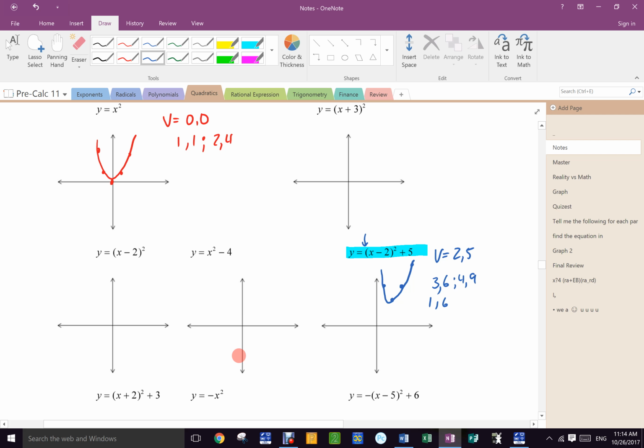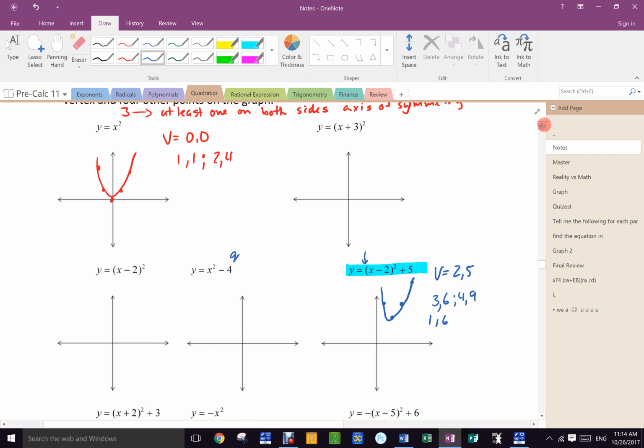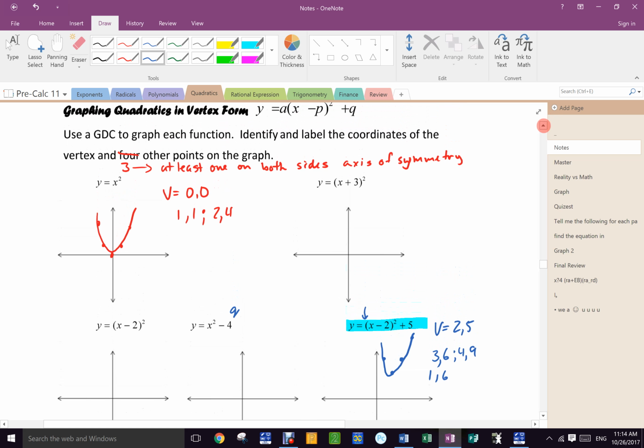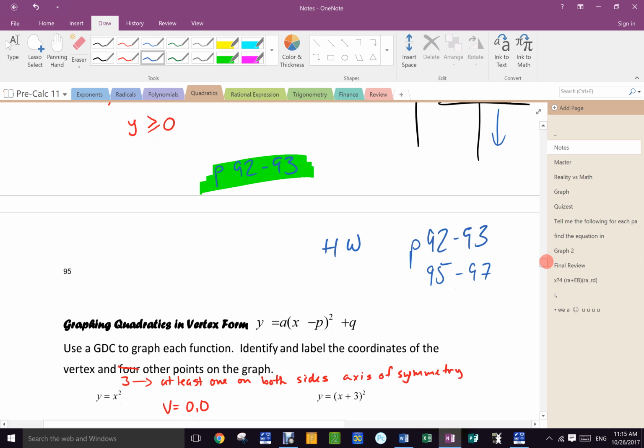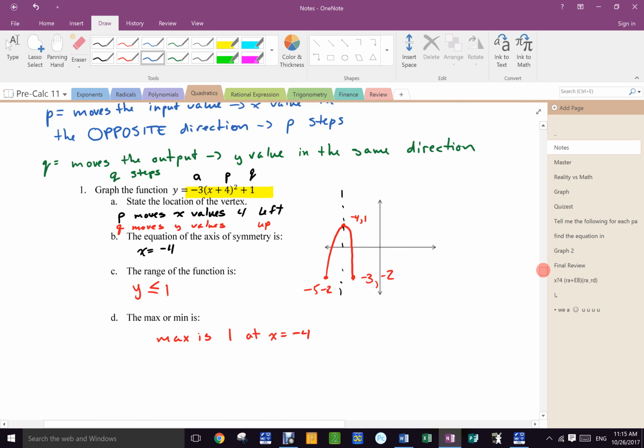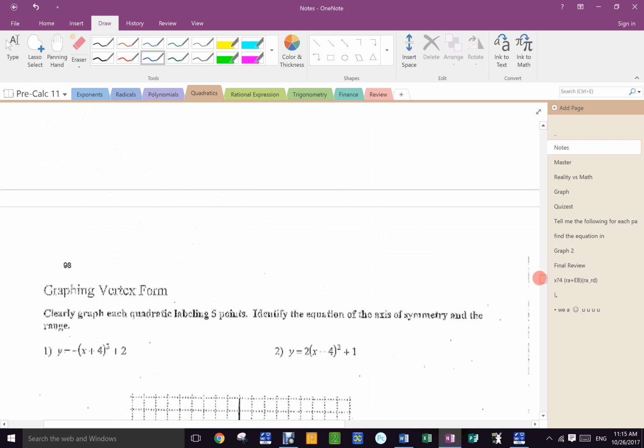So you're doing pages 92 to 93, 95 to 97, right? 95, 96, and 97.